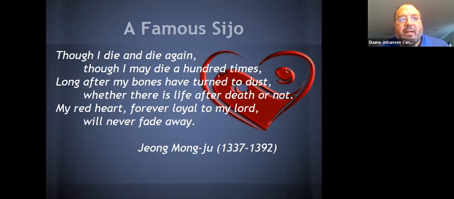If you know anything about Korean history, you might know that 1392 was the year of transition between the Goryeo dynasty and the Chosun dynasty. What happened is that the new leaders, under King Taejo, the first king of the Chosun dynasty, sent a poem to Jung Mongju saying, hey, are you going to be with us or against us now? Because he was politically involved in the ruling class for the Goryeo people. And this was Jung Mongju's response, where he said, you can do what you want to me. You can kill me 100 times if you'd like, but my red heart will forever remain loyal to my Lord.